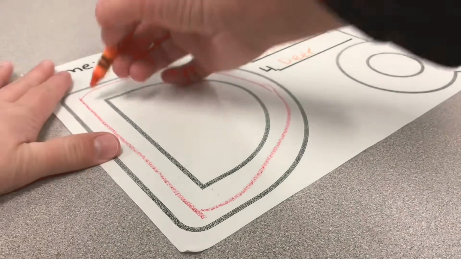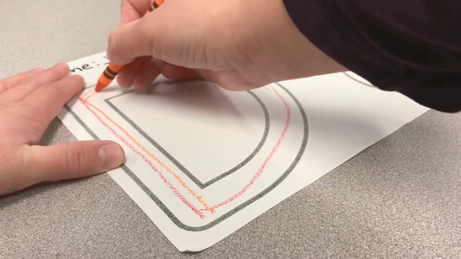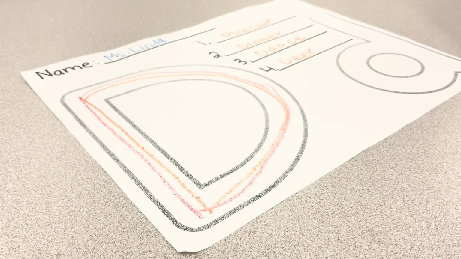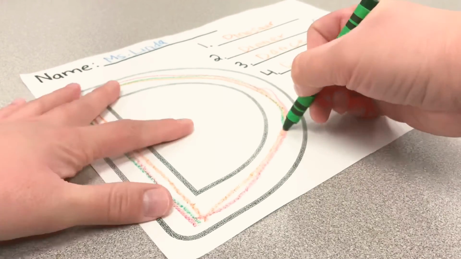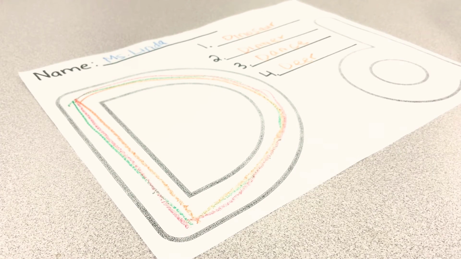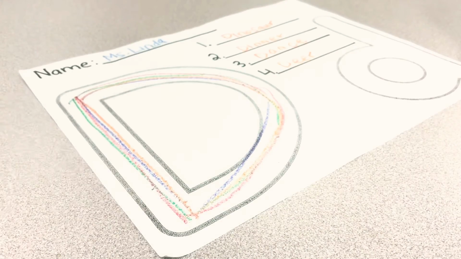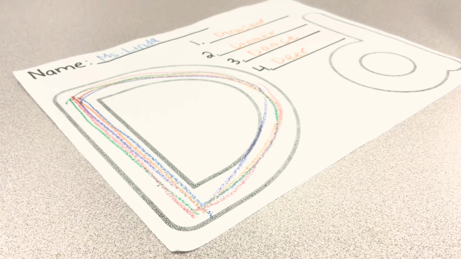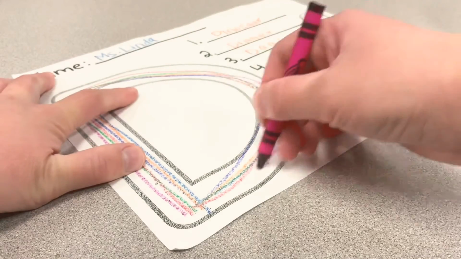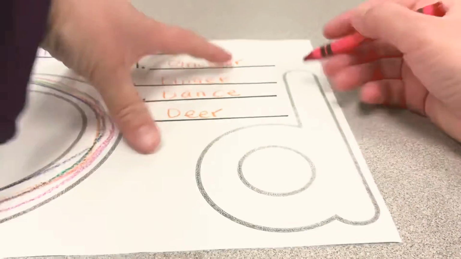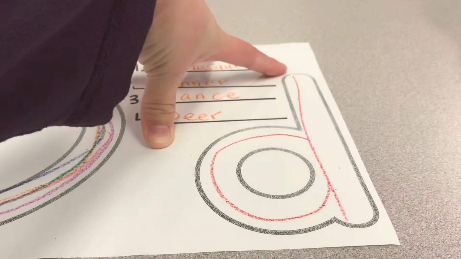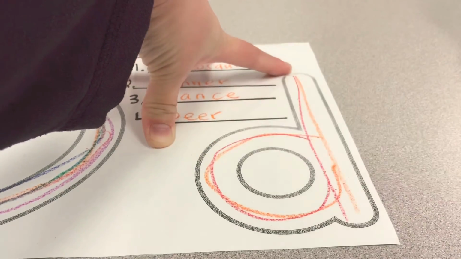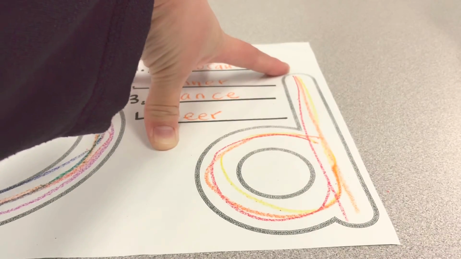So I started with the color red in the rainbow, and I'm going to use orange now, and I'm just going to continue tracing my uppercase D, and when I'm done, I will trace my lowercase d. Alright, all done tracing uppercase D. Now let's move on to lowercase d. Again, I'm going to start with red, orange, and I'm going to keep going until I use all the colors in the rainbow to trace the letter D.